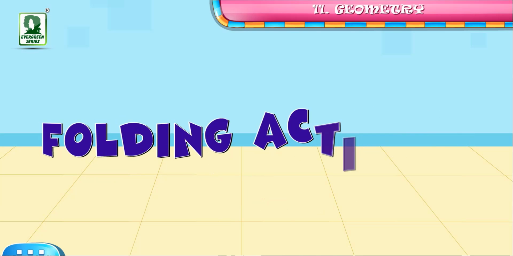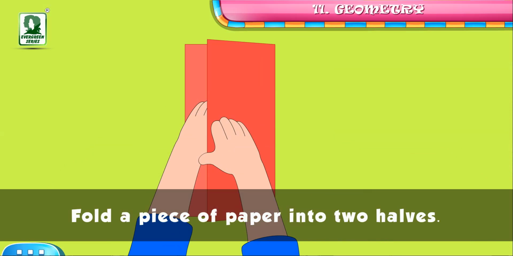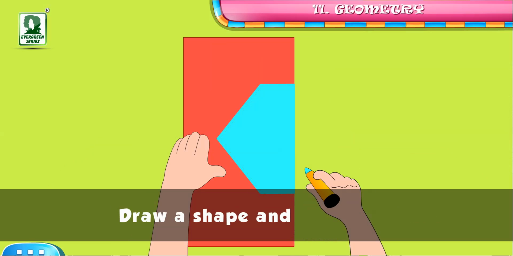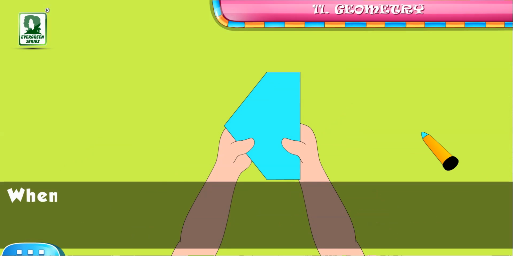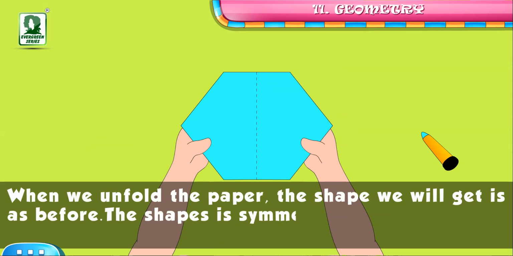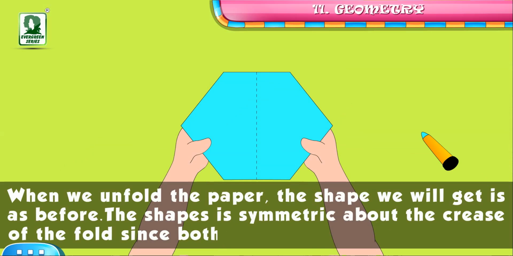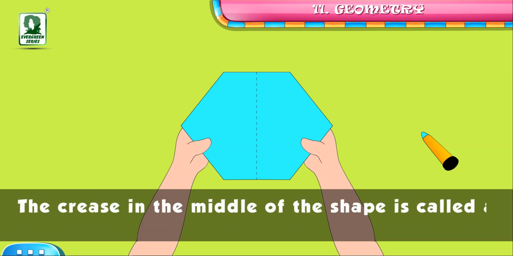Folding activity. Fold a piece of paper into 2 halves. Draw a shape. We will draw a pentagon and cut it out. When we unfold the paper, the shape we get is as before. The shape is symmetric about the crease of the fold since both halves are exactly the same. The crease in the middle of the shape is called a line of symmetry.